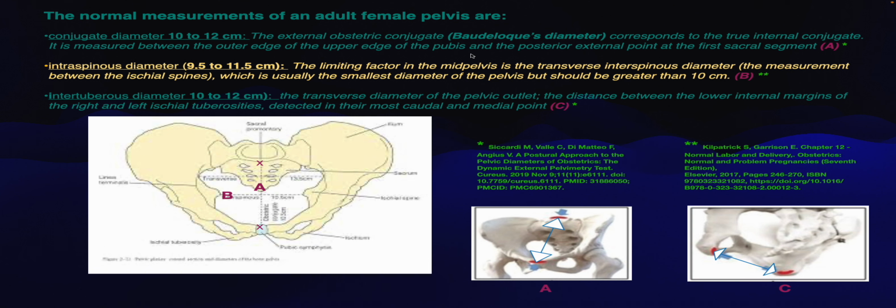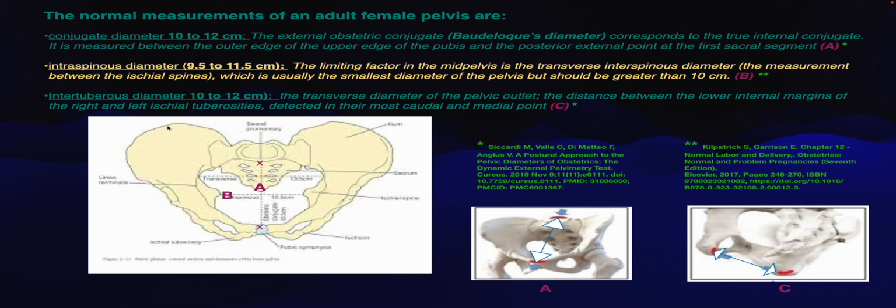So the external obstetric conjugate corresponds to the true internal conjugate. It runs from the outer edge of the upper edge of the pubis to the posterior external point at the first sacral spinal segment. And I believe Wiki also said to always assume four fused sacral vertebrae. So here to here: AP diameter, or conjugate diameter, or Baudelocque's diameter. And that's also shown here.